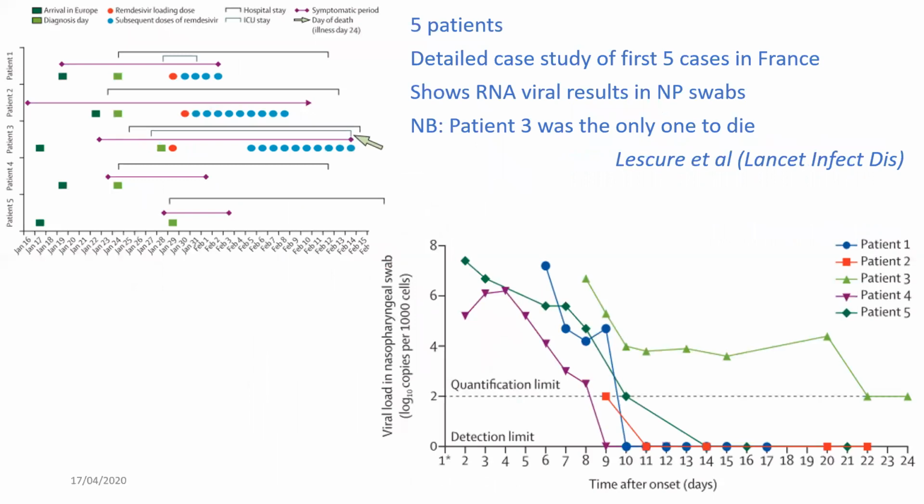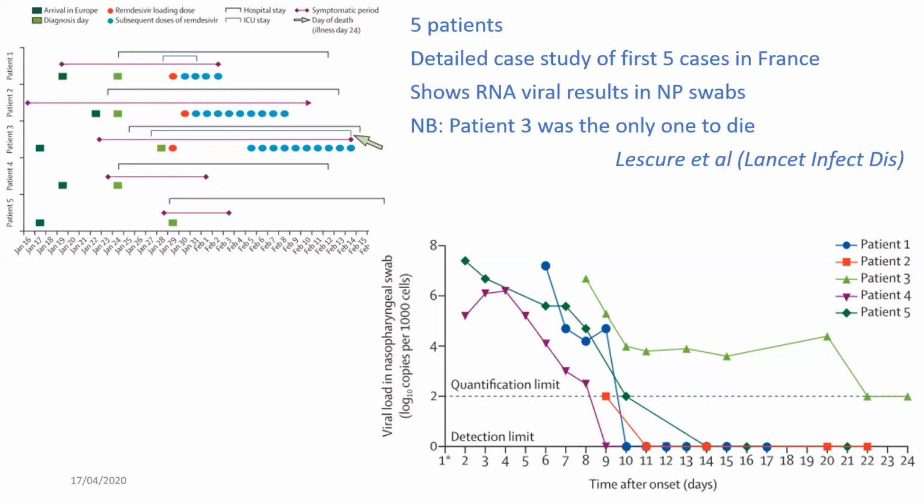This is a very, very detailed case study of the first 5 patients treated in France. And it shows the viral swab results from nasopharyngeal swabs and the kind of viral clearance from nasopharyngeal secretions. The diagram on the left shows the clinical course and events as part of a time series for each of those patients. And it's interesting to note that patient 3 in the middle there is the only patient that died.